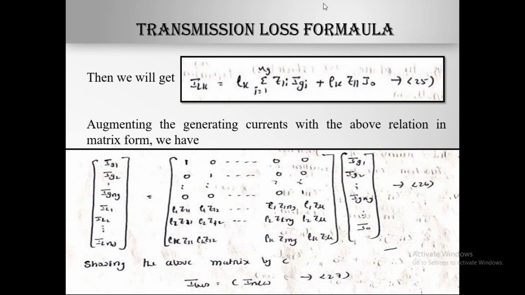So here it is, the term. It is ρ1 Z11, ρ1 Z12, ρ1 Z1NG, ρ1 ZLL. Similarly, ρ2 up to ρK.